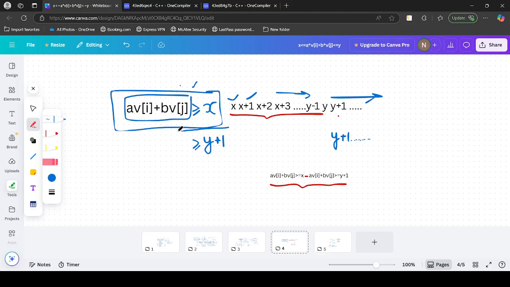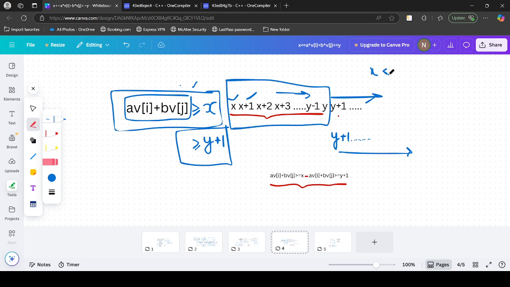And similarly, if we take the values greater than or equal to y plus 1, that is y plus 1, y plus 2, and so on, they will also satisfy the given condition. But we want only the values till x and y, right? Because we want the values between x and y. So if we are taking only greater than or equal to x, these are remaining. These are extra, y plus 1, y plus 2, and so on. So we want to remove these somehow.